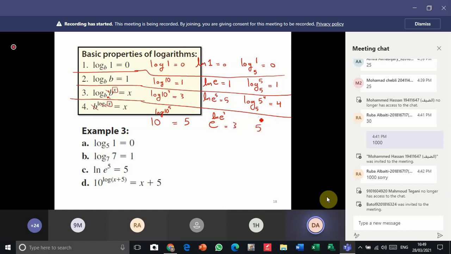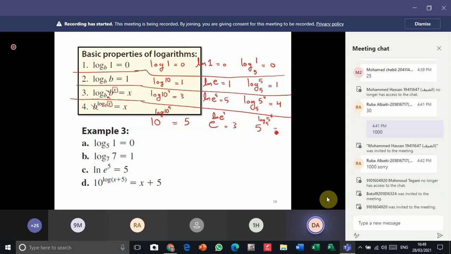Also 5 to the power log to base 5, and we have 5 to the power, for example, 6. So this is equal 6. So we have 5, 3, and 6, like this. So 10 removes log, so we have 5. E removes ln, so we have 3. 5 removes log 5, so we have 6.